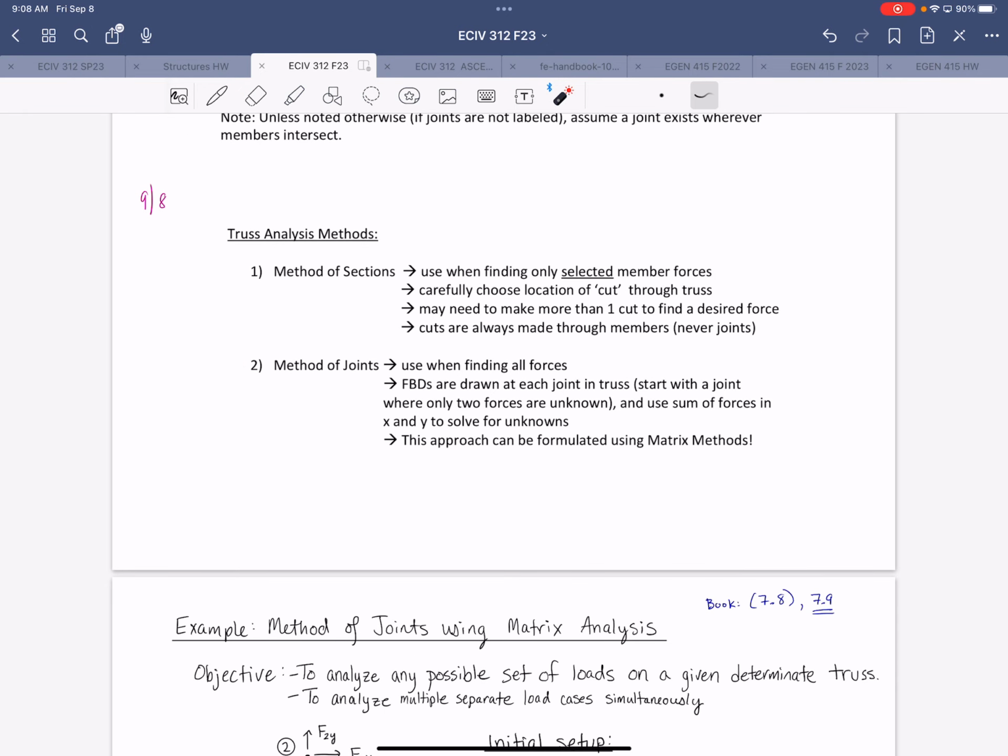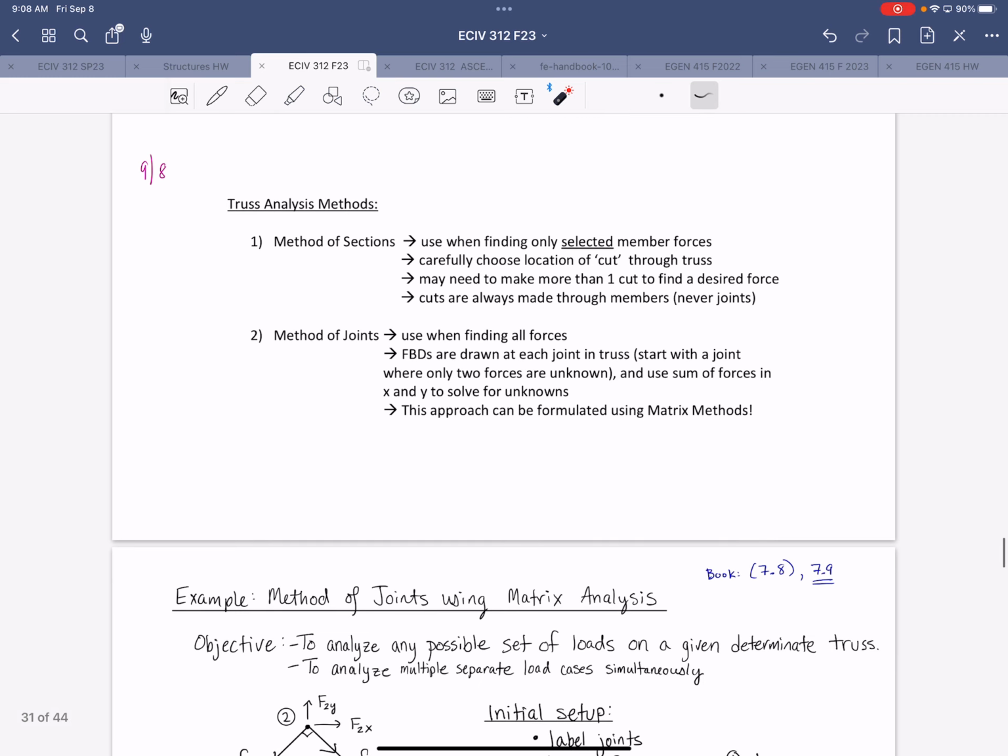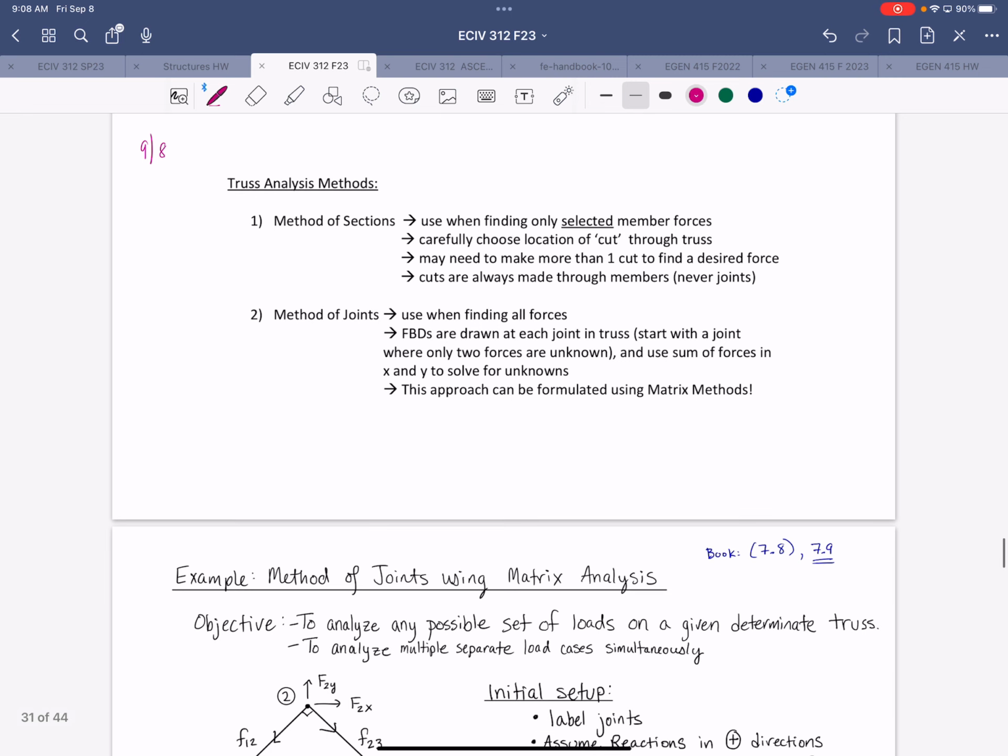Method of joints, that's the method that you would want to use when you're trying to find all the forces in the truss. And the method of joints is essentially the same as the method of sections. You're just making cuts so that you're isolating one joint at a time and you go through the whole truss, right? So you draw free body diagrams of each joint, and you have to start with one where there are only two unknowns so that you can work your way through. So, of course, since this approach is very systematic and it covers the whole truss, we can formulate it using matrix methods, and that's going to be our focus for today.